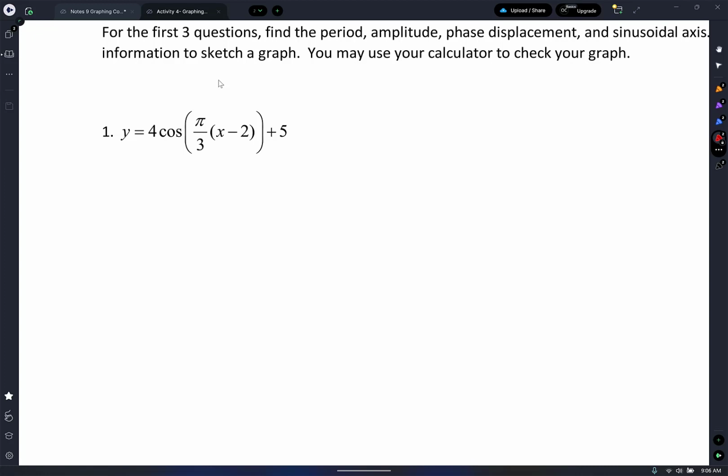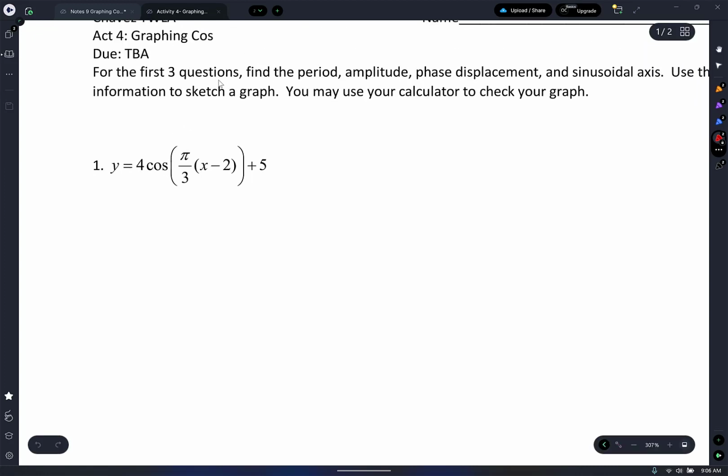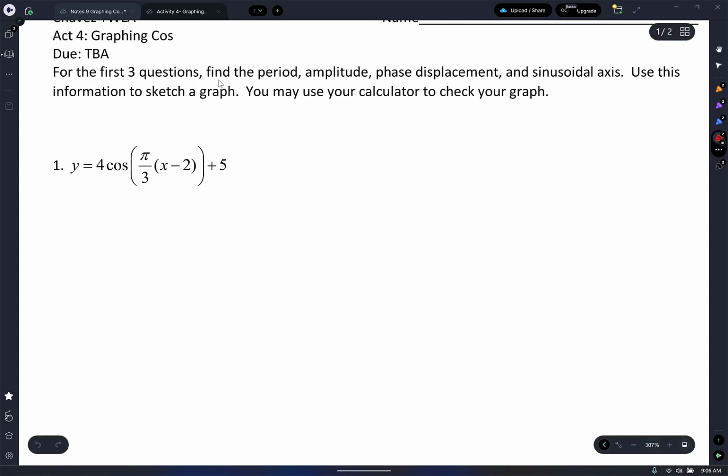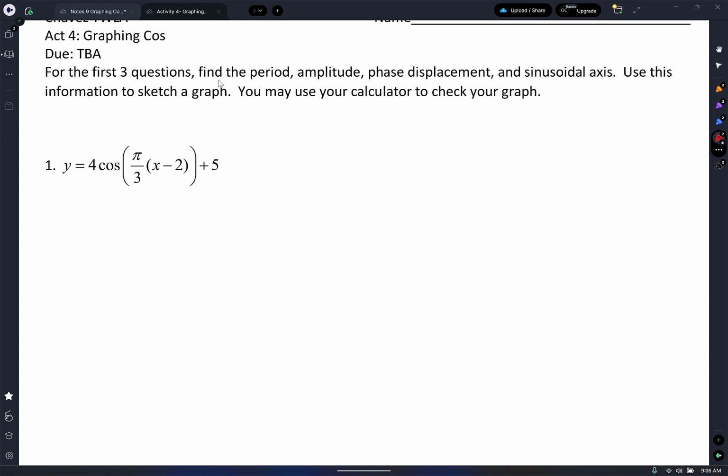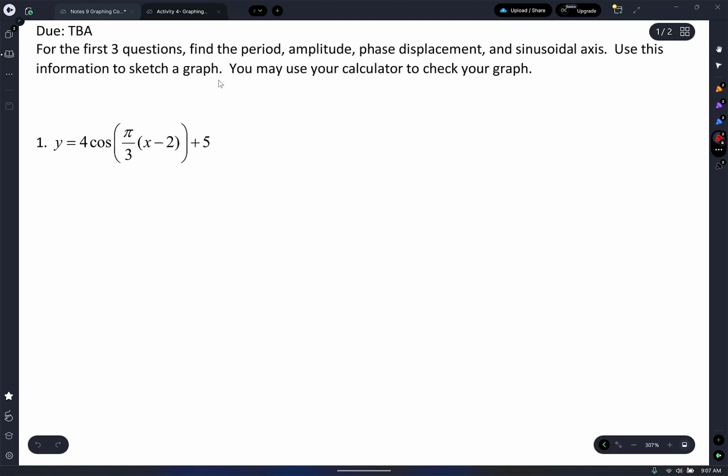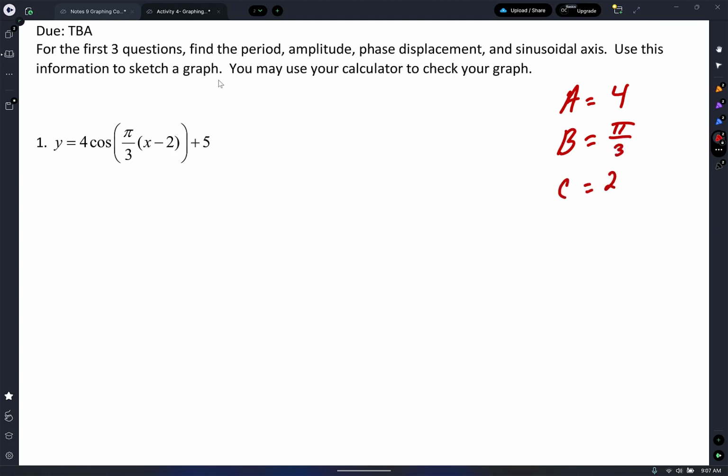So here we go. It says, find the period, amplitude, phase displacement, and sinusoidal axis. Use this information to sketch a graph. You may use your calculator to check your graph. All right, so here we go, guys. The A is 4. The B is pi over 3. We're going to get the period from that. The C is 2 to the right for cosine. And the D is 5. Are we okay?